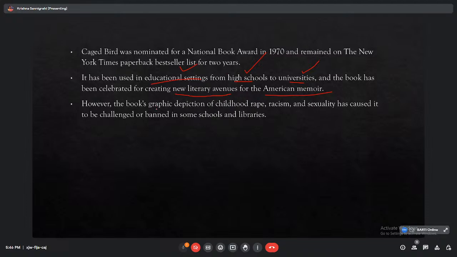However, the book's graphic depiction of childhood rape, racism, and sexuality has caused it to be challenged or banned in some schools and libraries. Because of its realistic depiction of rape, racism, and sexuality, it has been challenged or banned in some schools and libraries.